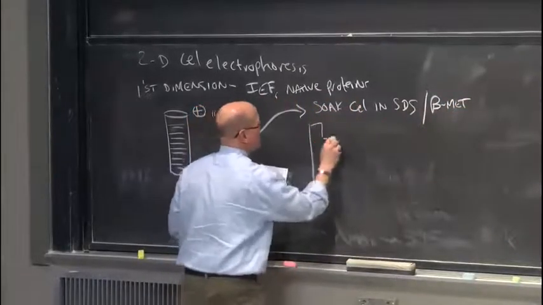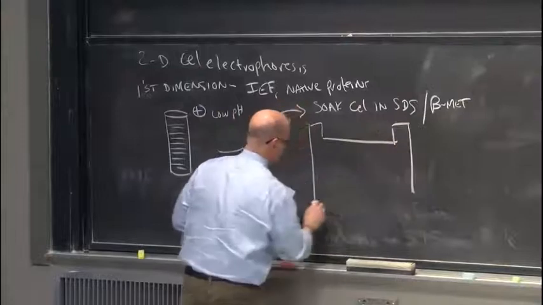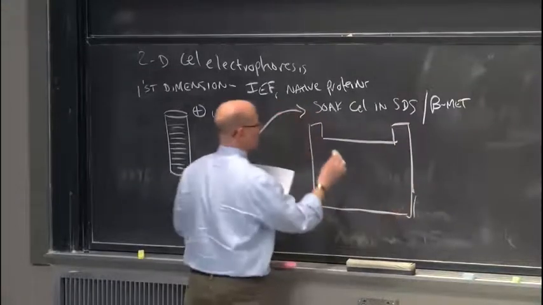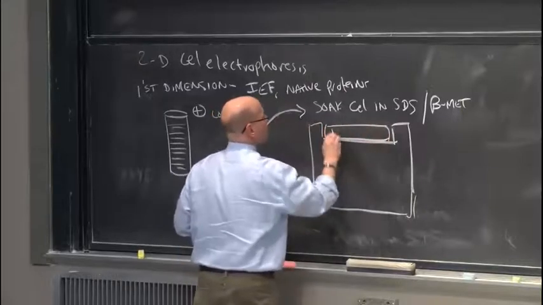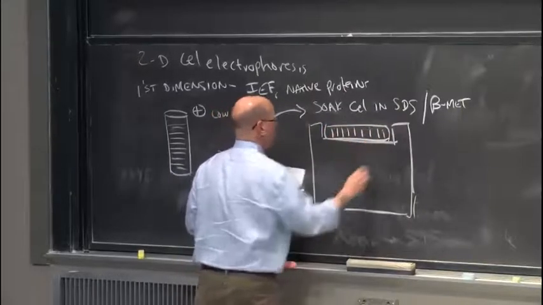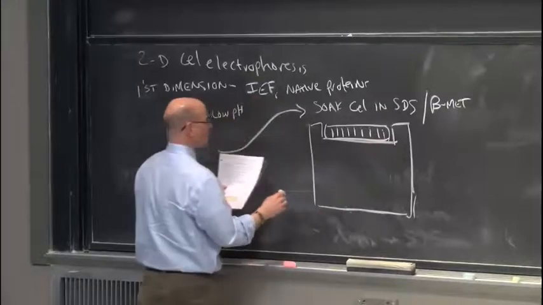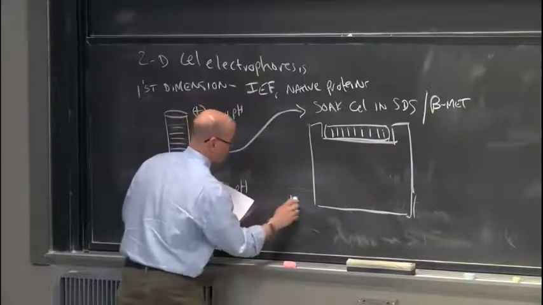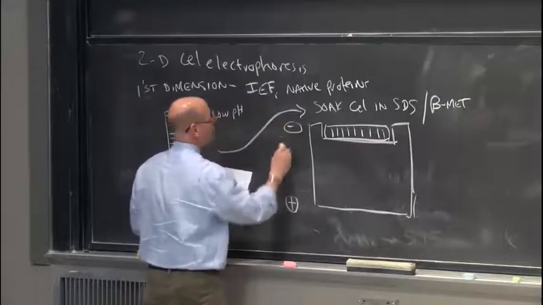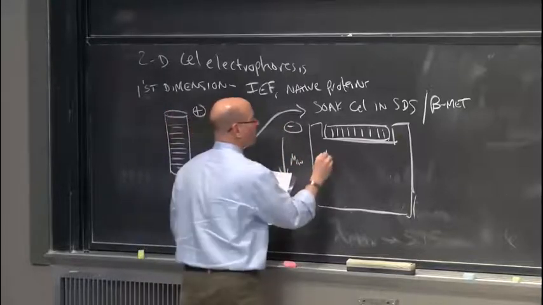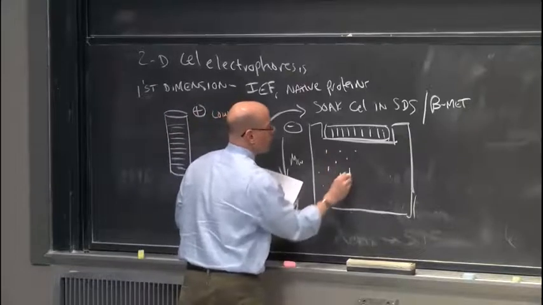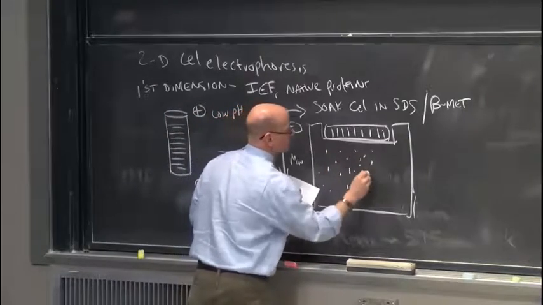And now I'm going to take my old-fashioned SDS-PAGE gel, but instead of individual lanes, I'm going to put that whole cylinder up here at the top that had all those lines in it. And now again, I'm going to do my regular SDS-PAGE gel. I'm going to put a positive electrode here and a negative electrode here, and they're going to separate based on molecular weight. And what I will end up with then is a whole bunch of spots.